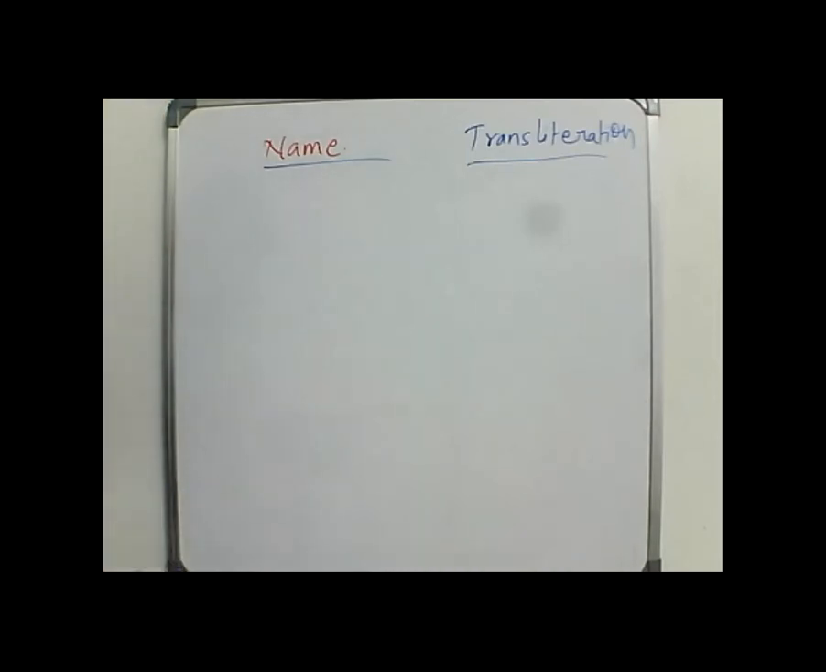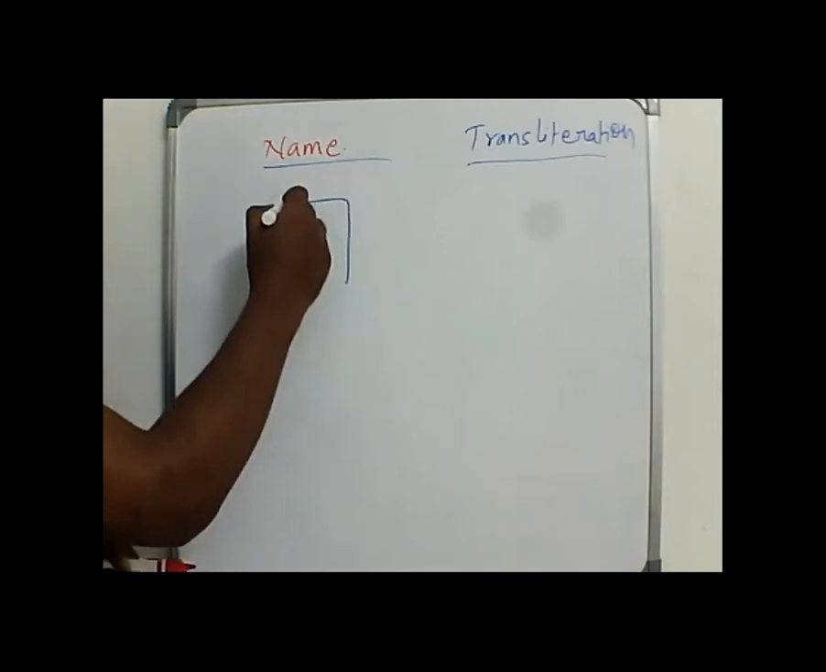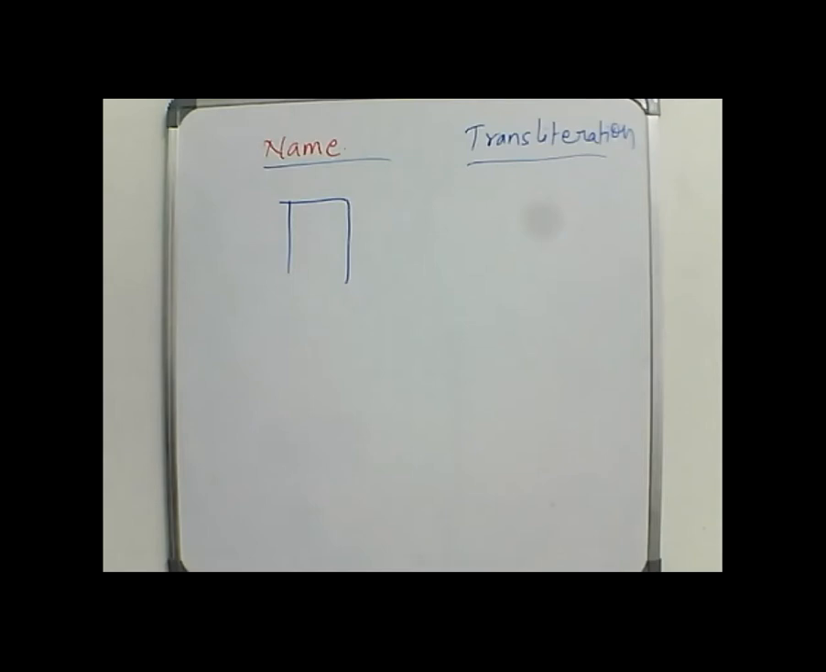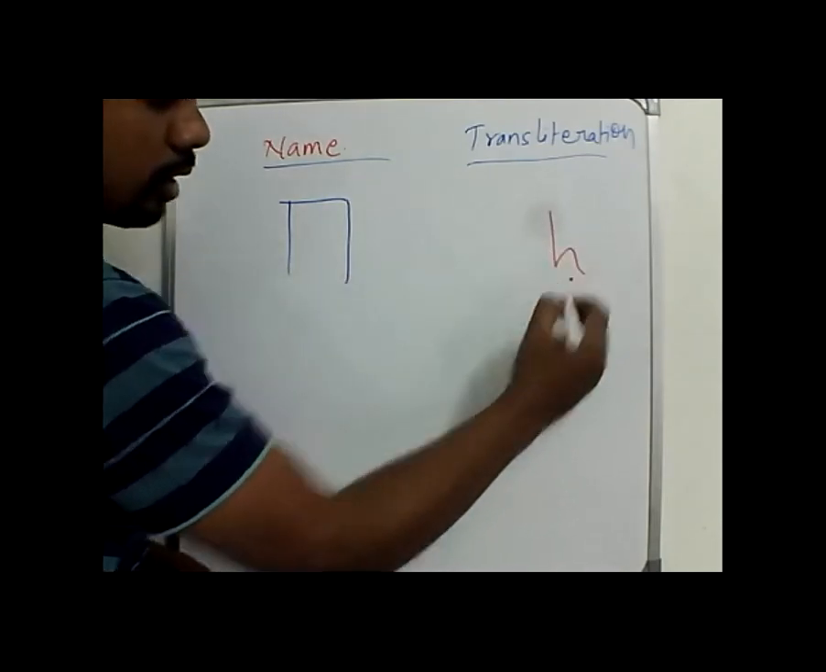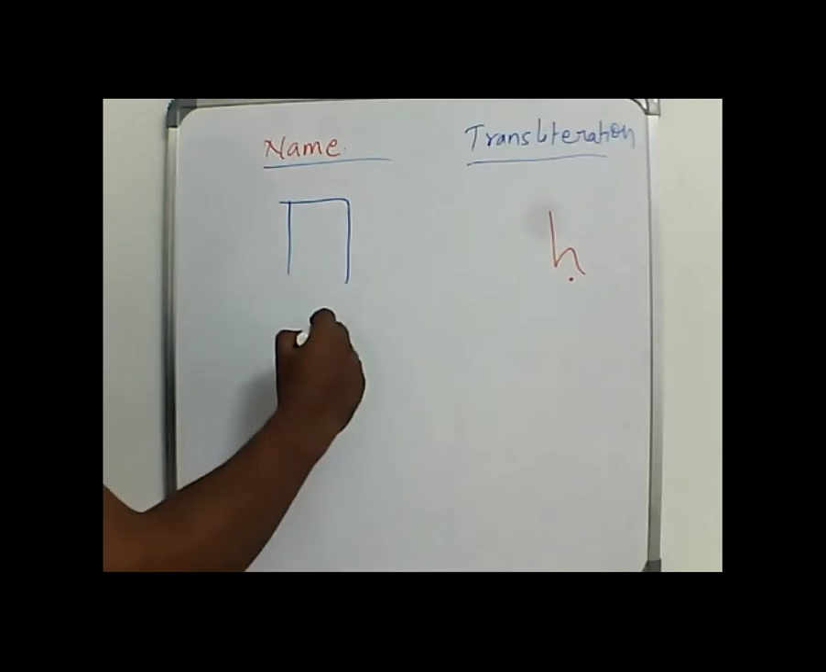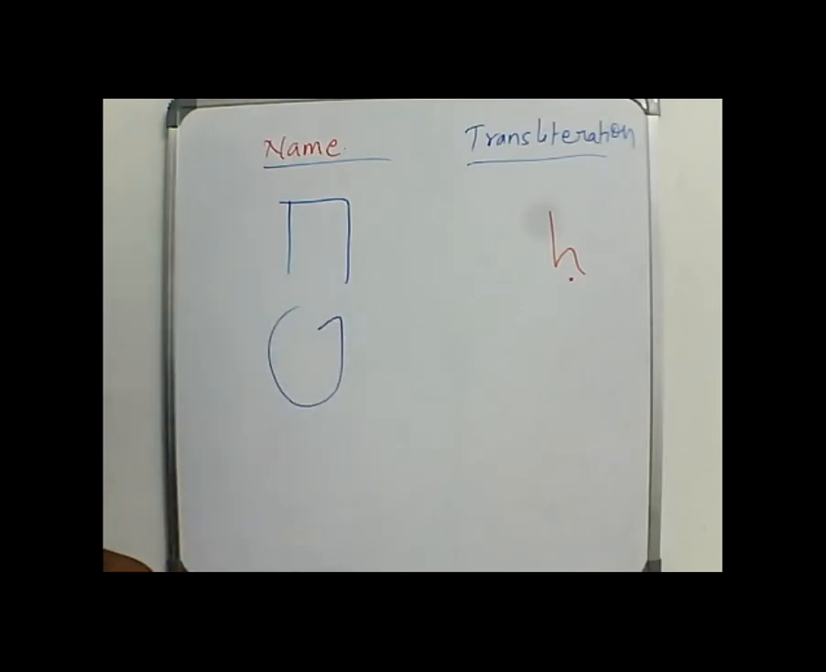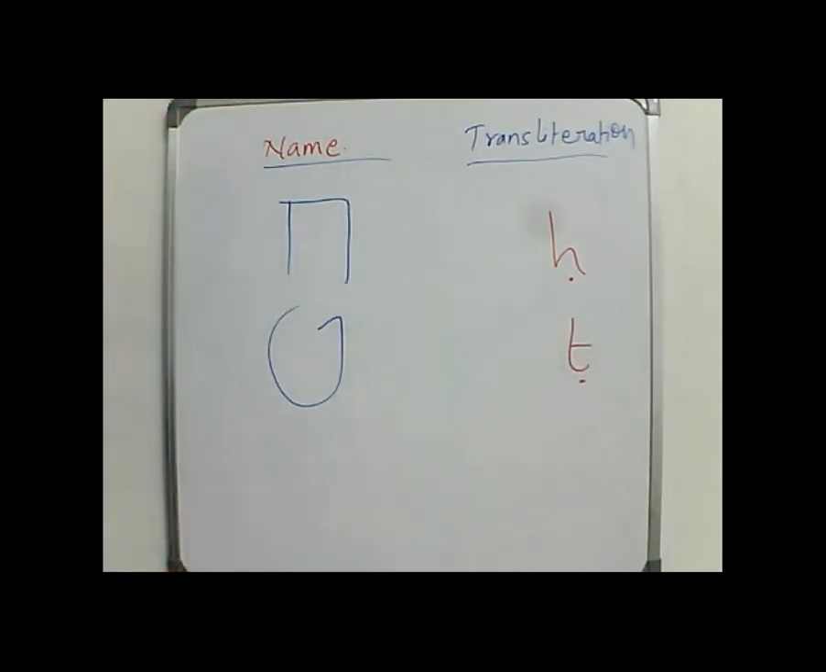Zain and hate. For hate, it is again H, but there should be a small dot on the side. Okay. Hate. And Tate. For Tate, it is T with a small dot downside.